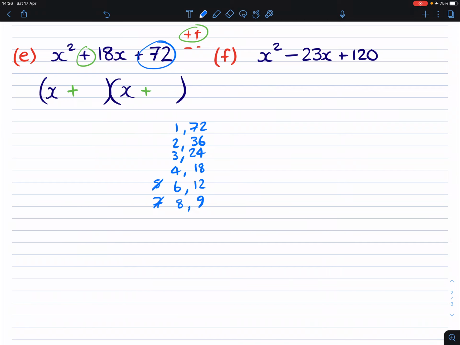Which pair add together to make 18? Go down the list. Nope, nope, nope, nope, yes. 6 and 12 are what add together to make 18. So we've done.